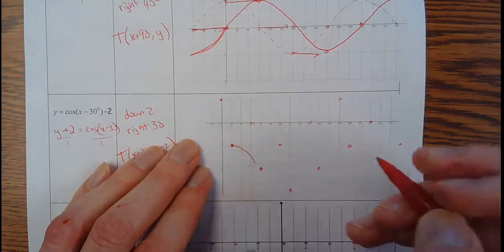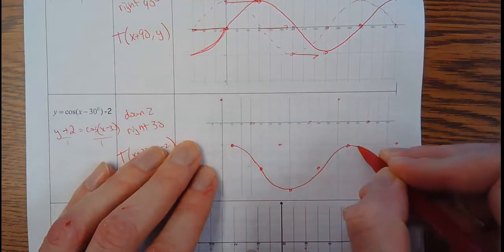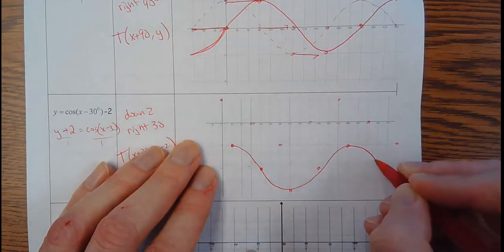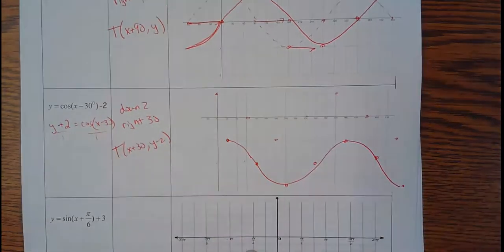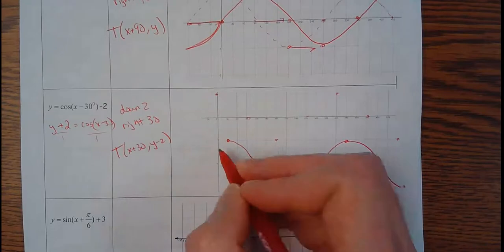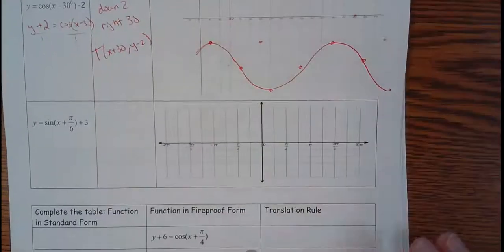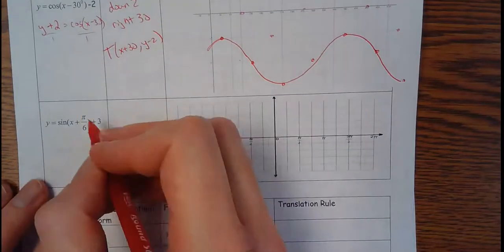Something like this. Of course, you should probably hit those points. I missed a few there, but that's kind of the general idea. That's the picture. This one, we keep going that way. Next one. Again, not fireproof form.